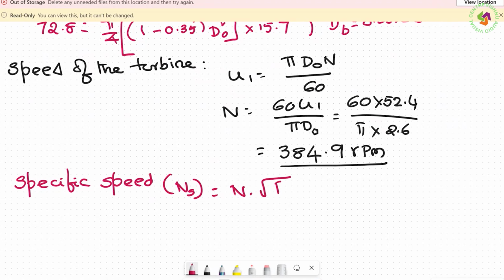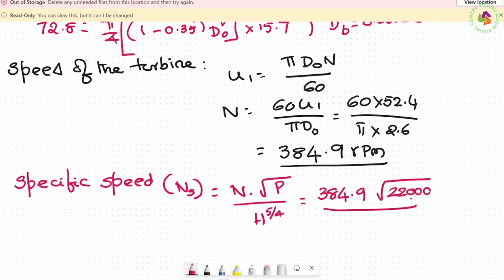n root p divided by h to the power of 5 by 4. So if I take it, it is equal to 384.9 into root of 22,000. It should always be expressed in kilowatts only. H is equal to 35 to the power of 5 by 4. Then this will represent 670.6. Basically, this is the specific speed.